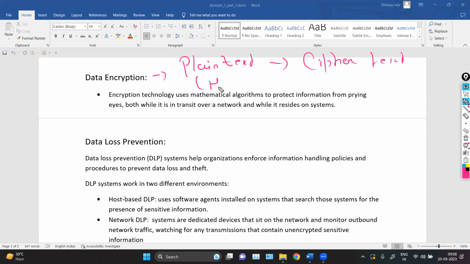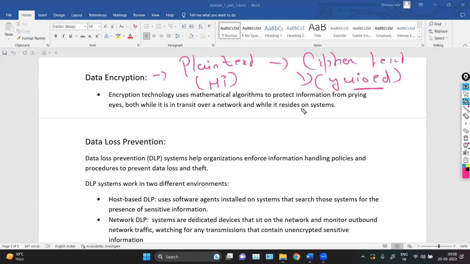What is plain text? Let's say you are sharing "hi", and now you're converting this plain text into a form that no one can understand. This is ciphertext, the form which no one can understand.